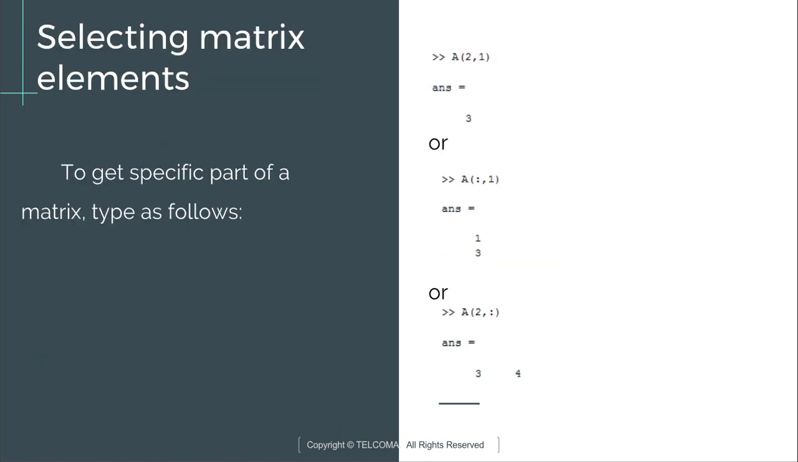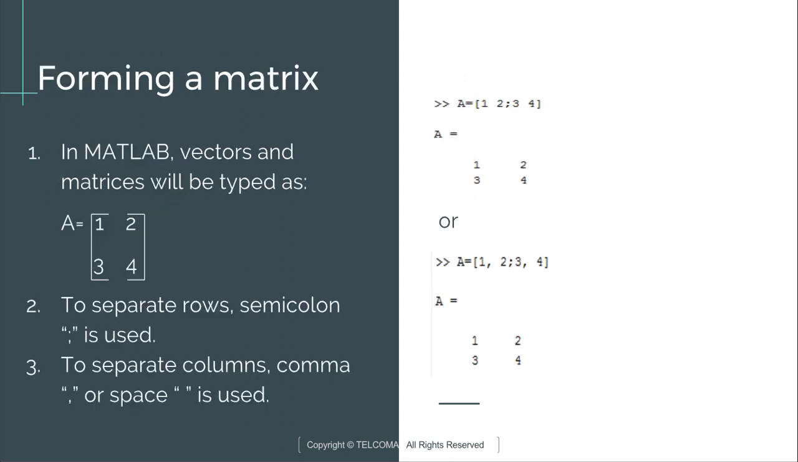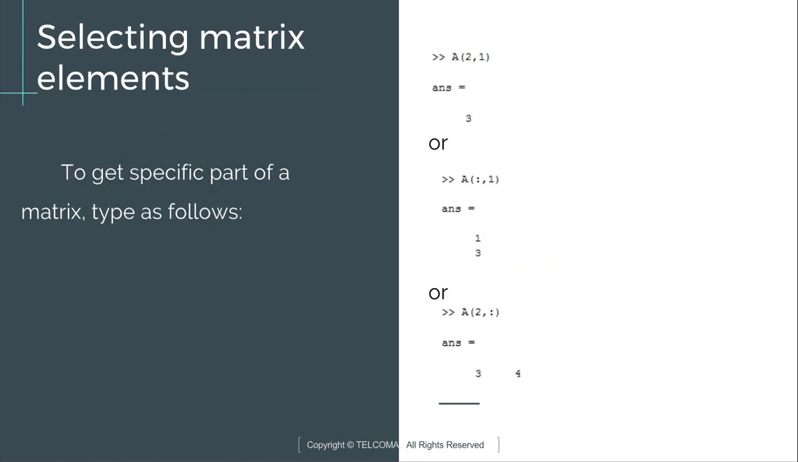Now, how to select a particular element from a matrix? This can be selected by just writing the row number and column number in parentheses as shown here. Like in our previous slide, it is given as A matrix equals to 1, 2, 3, 4. It is a 2 cross 2 matrix. And if you want to choose the first element of the second row, just type A and in parentheses write second row comma first column, right? 2 comma 1. This will display the result as answer equals to 3.